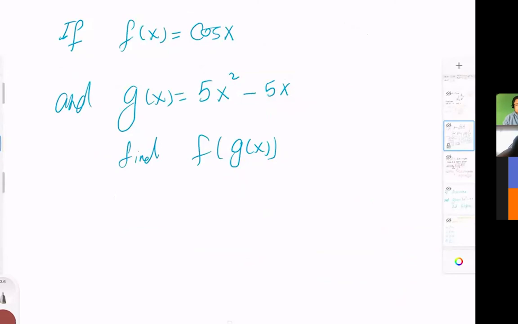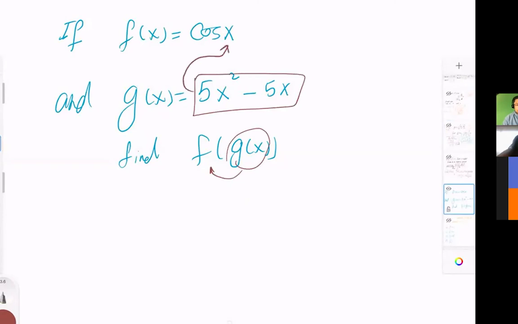I give you two functions, f of x and g of x, and they ask what is f of g of x. So g of x is going to go inside of f. That means this will go inside of x in f of x. It will be equal to cosine of 5x squared minus 5x. You leave it like this and you're done. Don't take the 5 outside. Do not simplify it. Leave it.